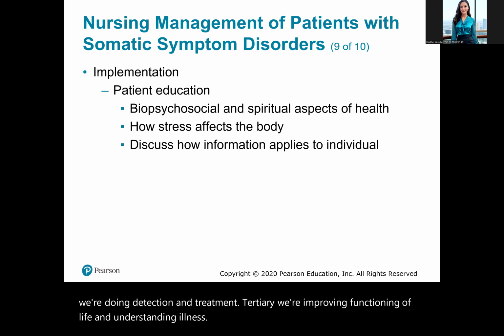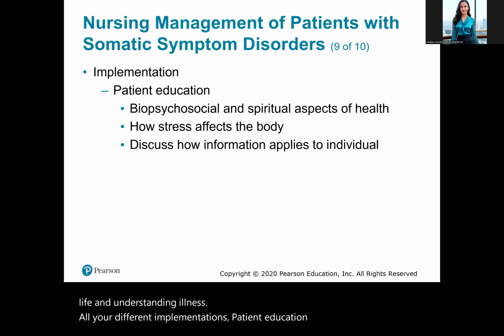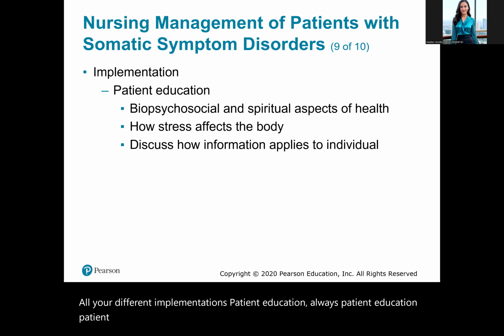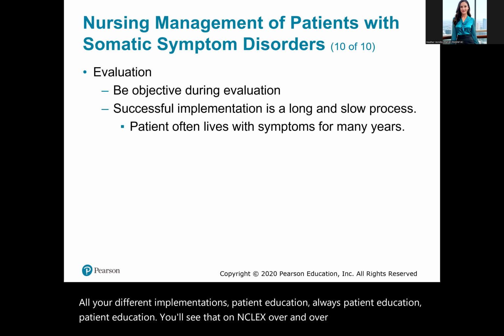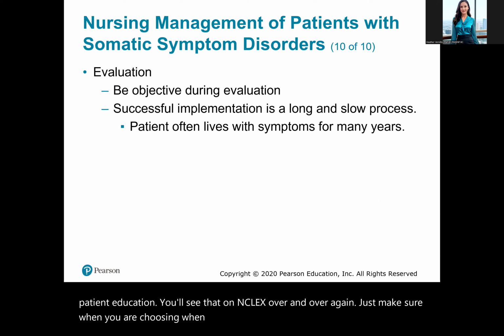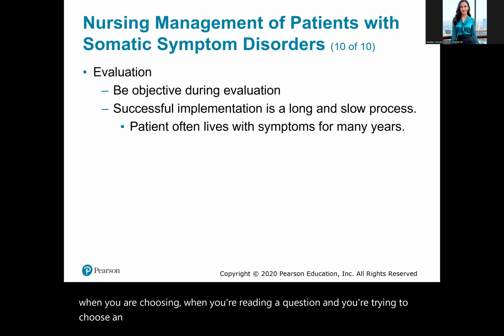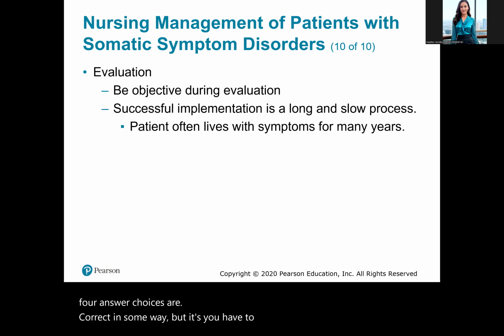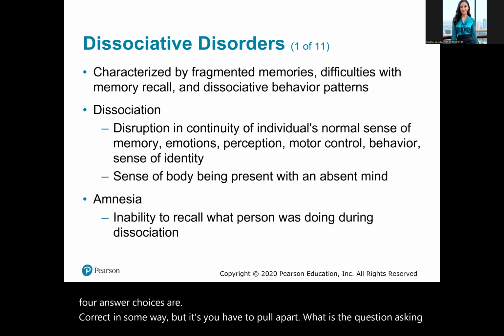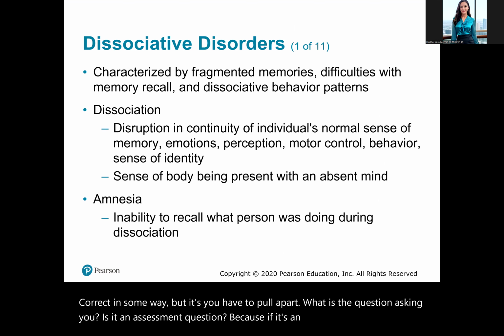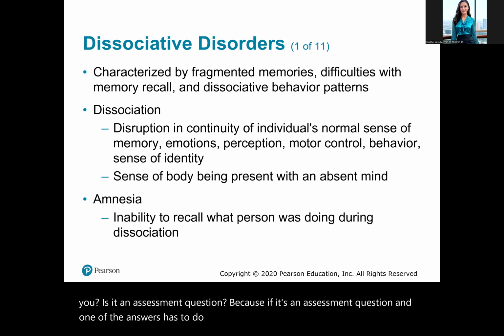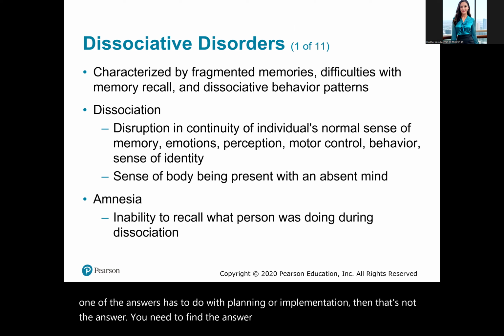All your different implementations, patient education, always patient education, patient education. You'll see that on NCLEX over and over again. Just make sure when you're reading a question and you are trying to choose an answer, and when you do NCLEX or any nursing style question, usually all four answer choices are correct in some way, but you have to pull apart what is the question asking you? Is it an assessment question? Because if it's an assessment question and one of the answers has to do with planning or implementation, then that's not the answer. You need to find the answer that gives you assessment data.